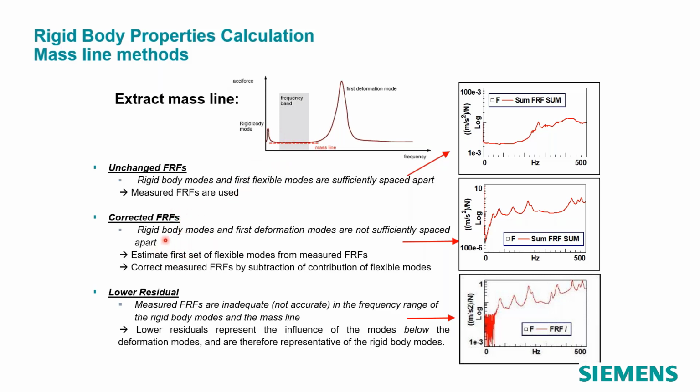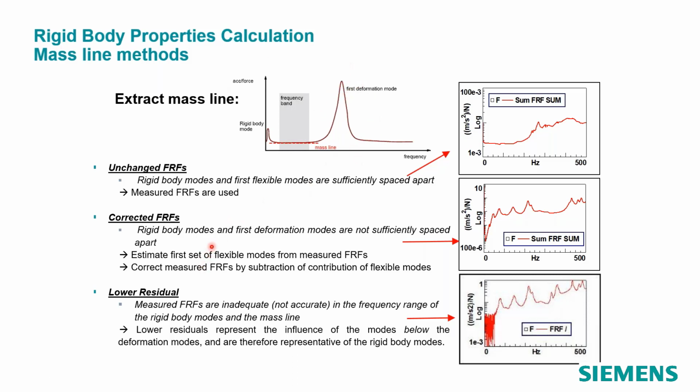Corrected FRFs: rigid body modes and first deformation modes are not sufficiently spaced. So there's an example here. Estimate the first set of flexible modes from the measured FRFs, and then correct the FRF by subtracting their contribution. So basically, corrected FRF means I'm going to calculate the first couple of flexible modes, store them, synthesize the FRFs from those flexible modes, and subtract it. So basically, I'm going to use my modal data to synthesize this peak and subtract it, so you end up with a flat mass line by removing that part using synthesized FRFs.